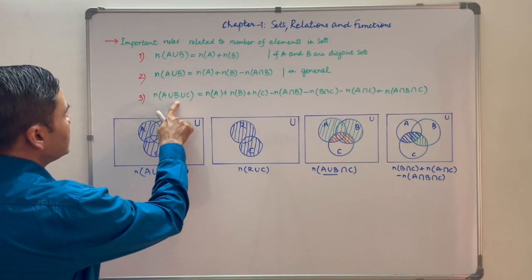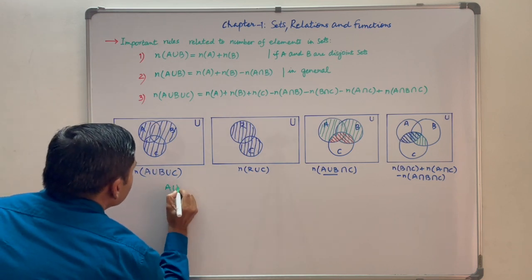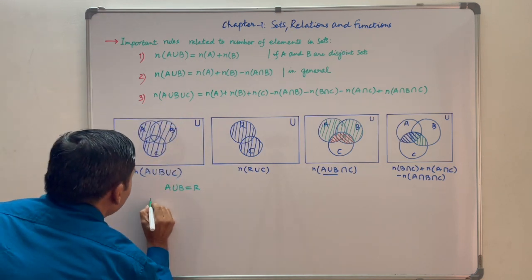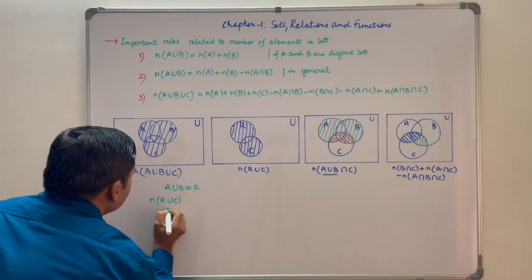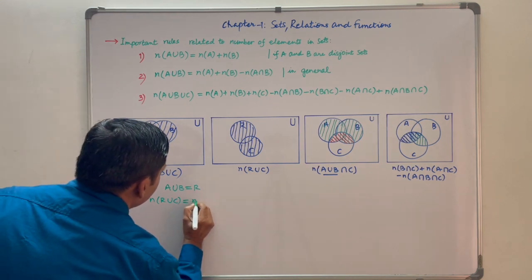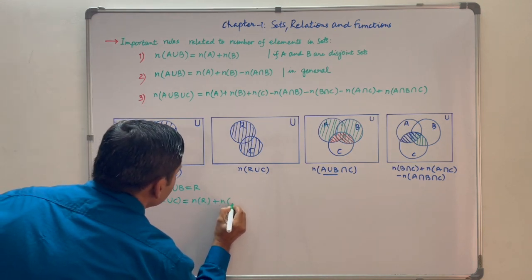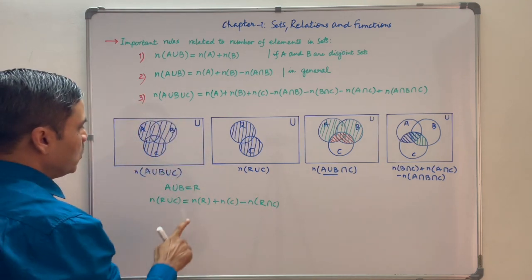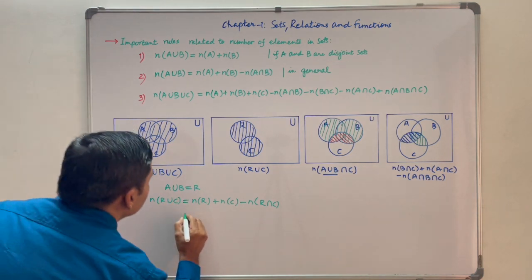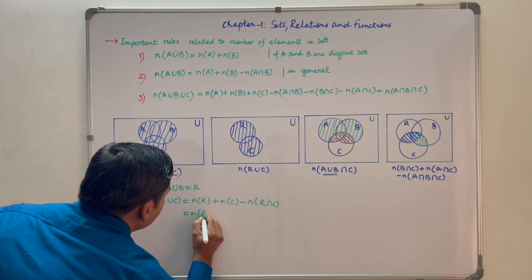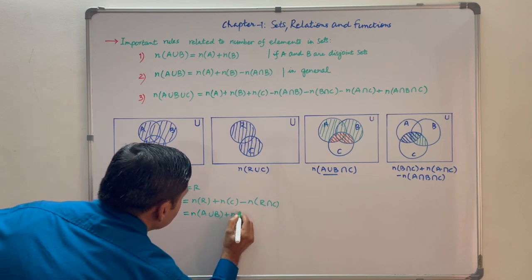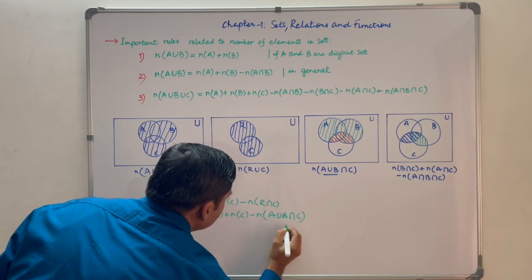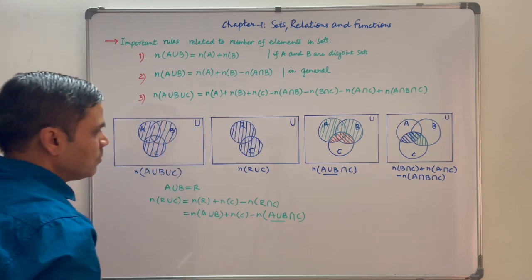Suppose A union B is R. So A union B is equal to R. So left hand side will be n(R union C). We can expand this as n(R) plus n(C) minus n(R intersection C). Now put again, R is equal to A union B. So we can write as n(A union B) plus n(C) minus n((A union B) intersection C), where A union B will be done first.